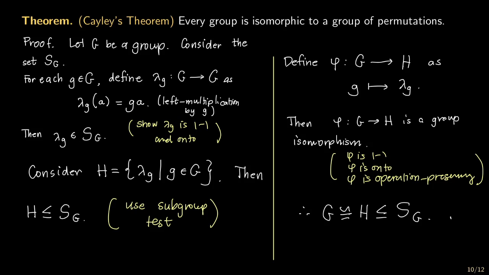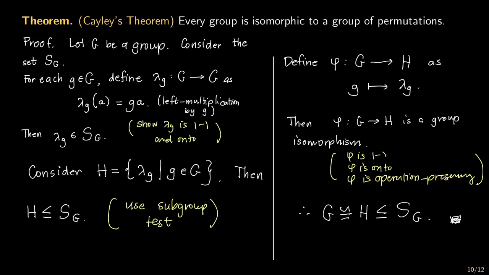So in English, any group G is isomorphic to a subgroup of the group S of G. Now because S of G contains all permutations, every group is isomorphic to a certain group of permutations. That's Cayley's theorem.